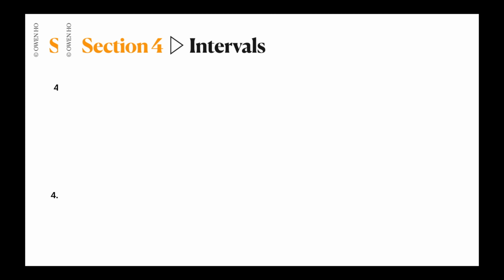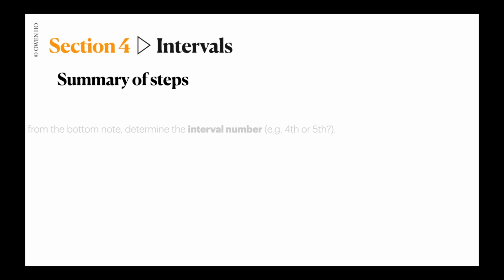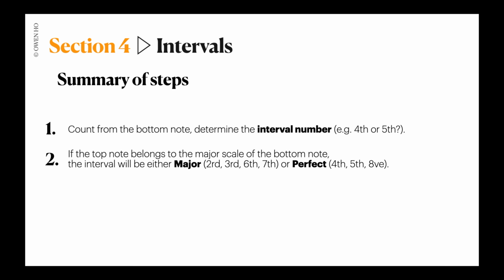In summary, when dealing with questions relating to intervals, we need to follow 3 important steps. Step 1. We always count from the bottom note to determine the interval number. Is it a 4th or is it a 5th? And we do that by counting the letter names. Step 2. If the top note belongs to the major scale of the bottom note, then the interval will be either major or perfect.